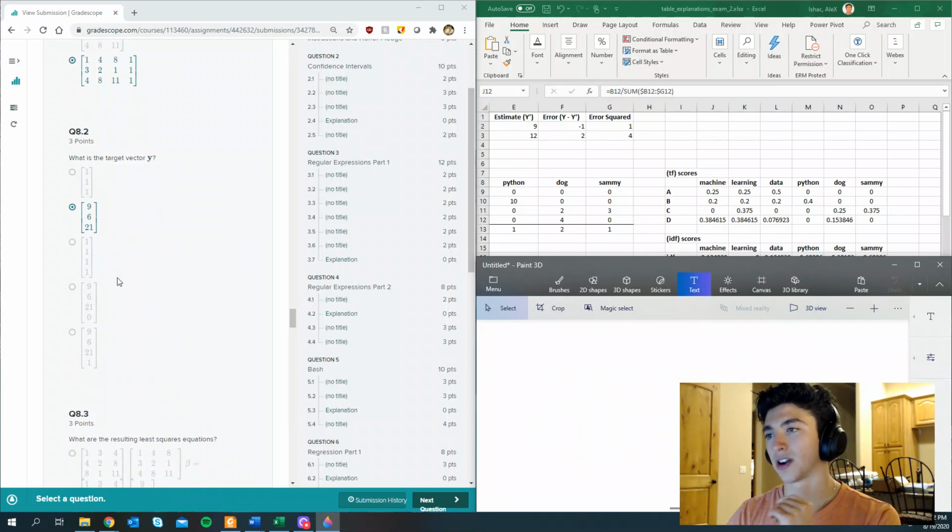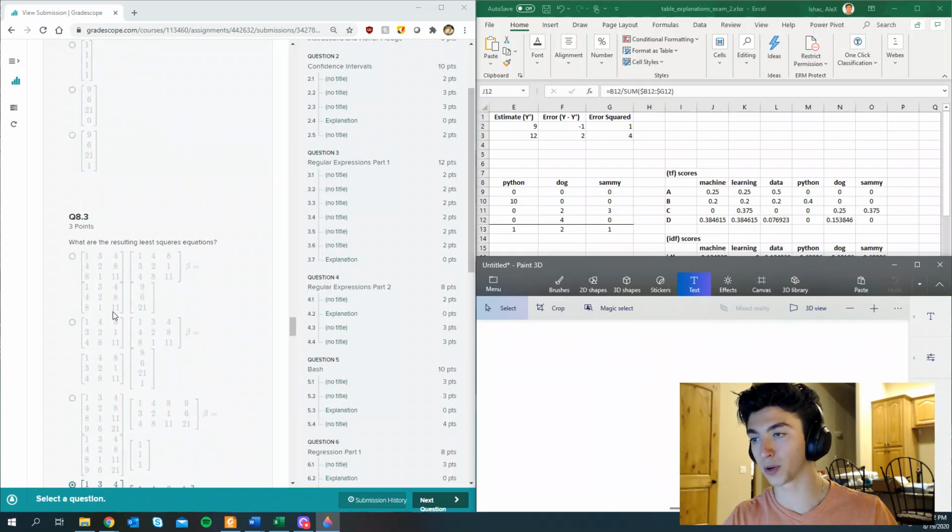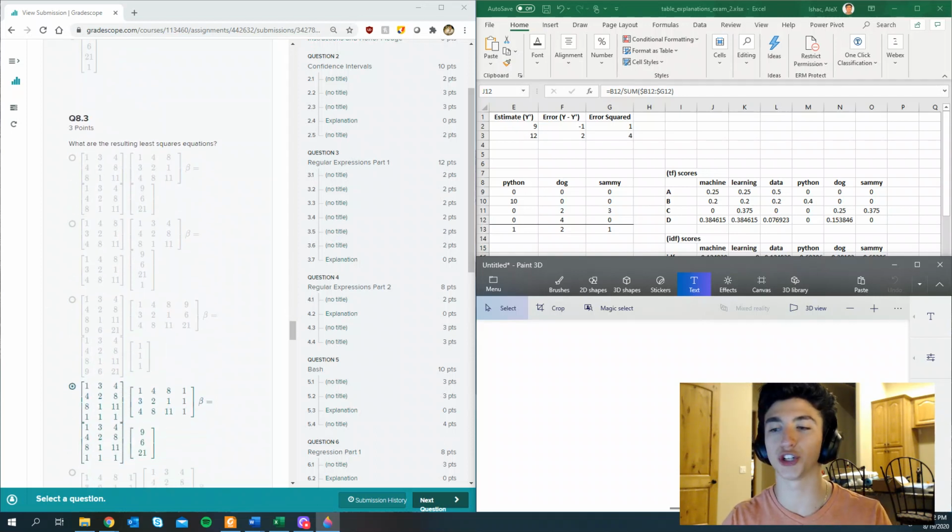8.2, what is the target vector y? The answer is what I've selected, 9, 6, 21. The target vector y is a singular column consisting of the y variables in the provided 3 data points. In this case, the 3 y variables are 9, 6, and 21, which corresponds with B. 8.3, what are the resulting least squares equations?